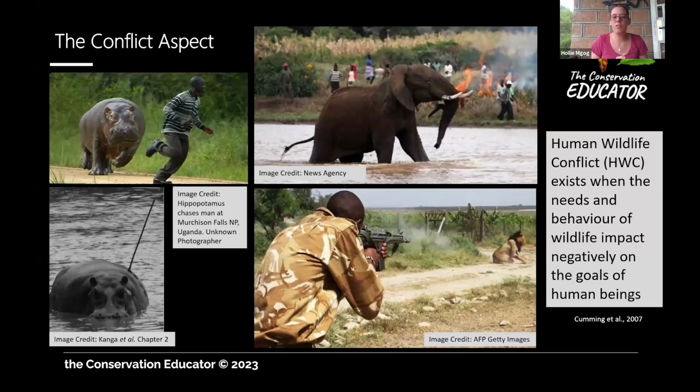Okay. Let's look at the conflict aspect and look at these images that you're seeing here. First we'll say that human-wildlife conflict exists when the needs and the behavior of the wildlife impact negatively on the goals of human beings. So what is our goal? Our goal is to grow a crop. Our goal is to travel from A to B. Now, hold on, we hit a buffalo on the road. That may kill someone in the car. But that buffalo needs to cross from one protected area to another protected area, and there happens to be a road in the way. So that behavior, wanting to move, is negatively impacting on our goals.